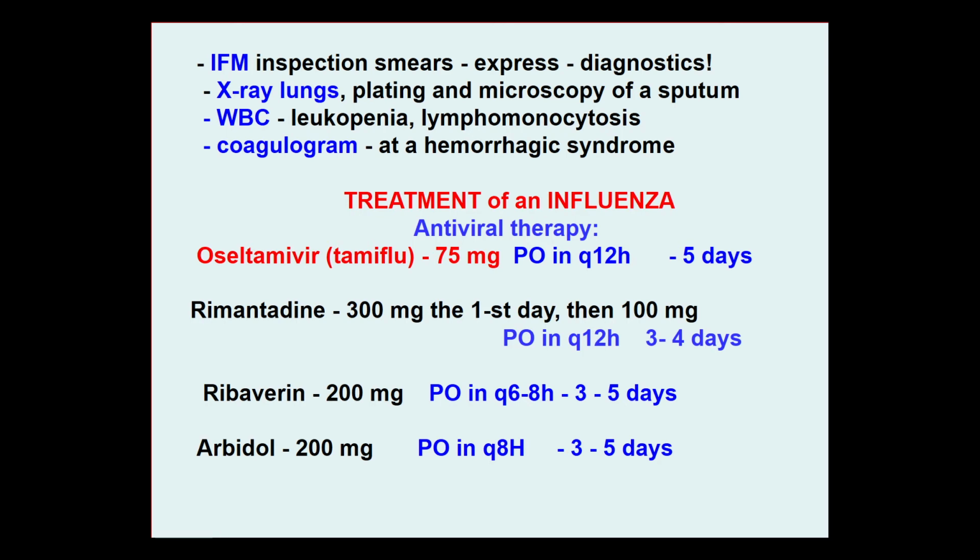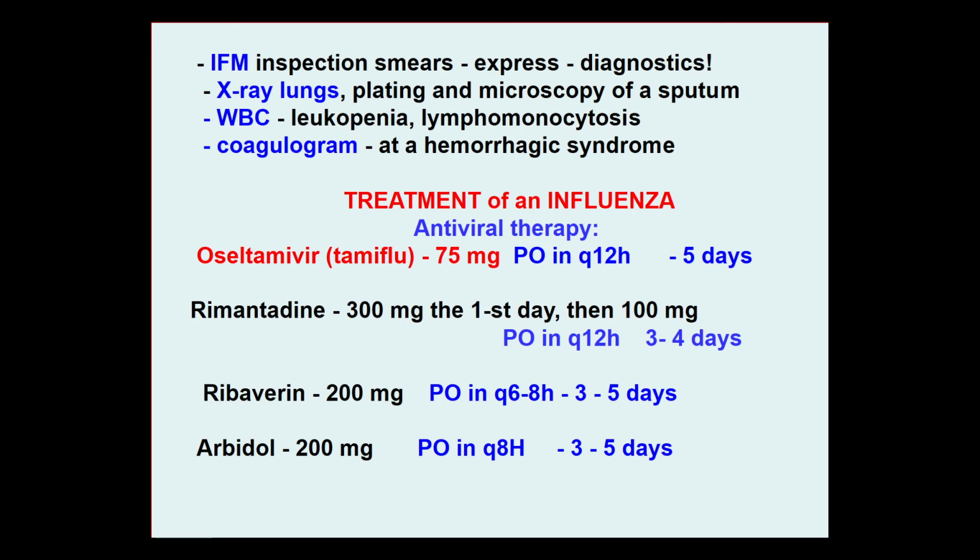White blood cells: leukopenia, lymphomonocytosis in CBC. Coagulogram: hemorrhagic syndrome in severe, complicated cases. In moderate severity, no changes in coagulogram. X-ray examination may show viral pneumonia at early stage and bacterial pneumonia at late stage.